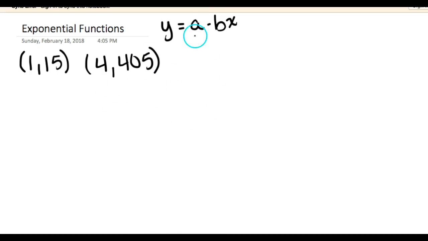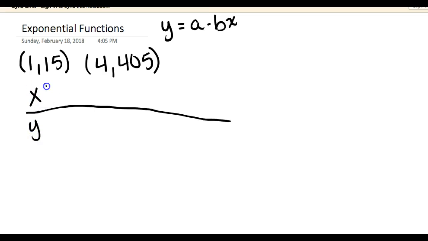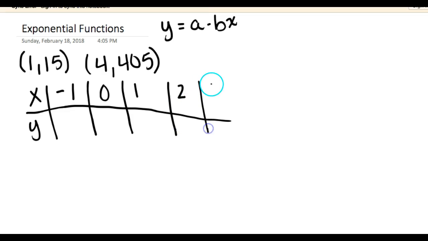So remember, A is a certain, let's start this way, sorry. I know I'm kind of scattered today. X, Y, so let's do -1, 0, 1, 2, 3, and 4. So the information we have is we know that (1, 15) and (4, 405).